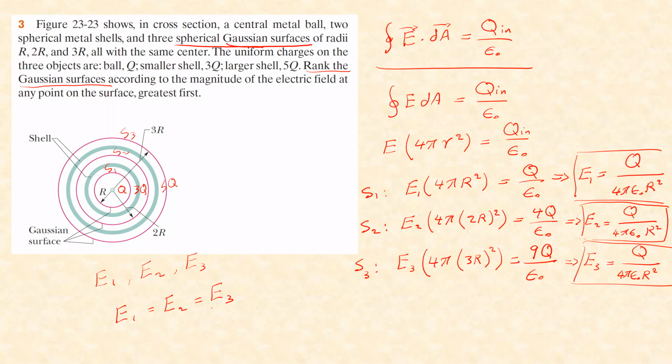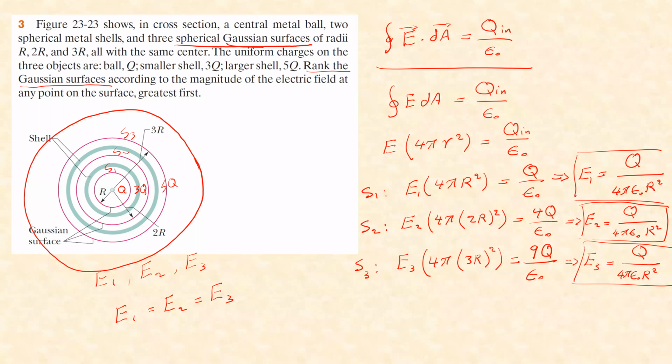Because as you increase the radius, you increase the charge inside as well, in exactly the same way. You have 1Q in the first one, 4Q in the second one, and 9Q in the third one. Makes sense? So if there's a Gaussian surface and another Gaussian surface with a bigger radius, we still add up all of the previous charges inside.